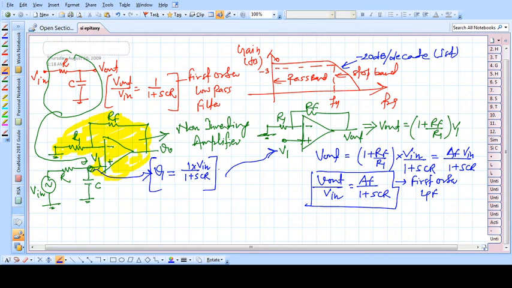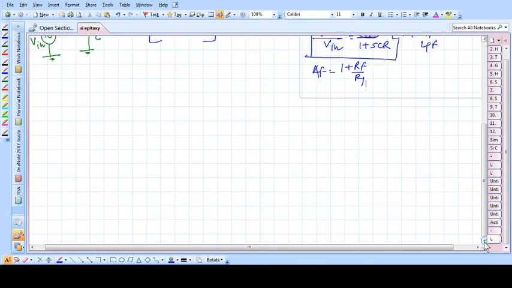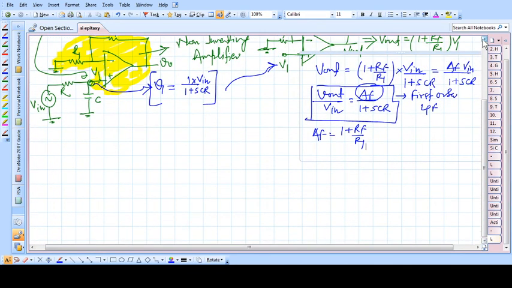Initially there is no gain; the gain is 1. Now there is a controllable gain, AF. AF is your passband gain, and the value of AF is 1 plus RF by R1. This one is the passband gain of the filter.